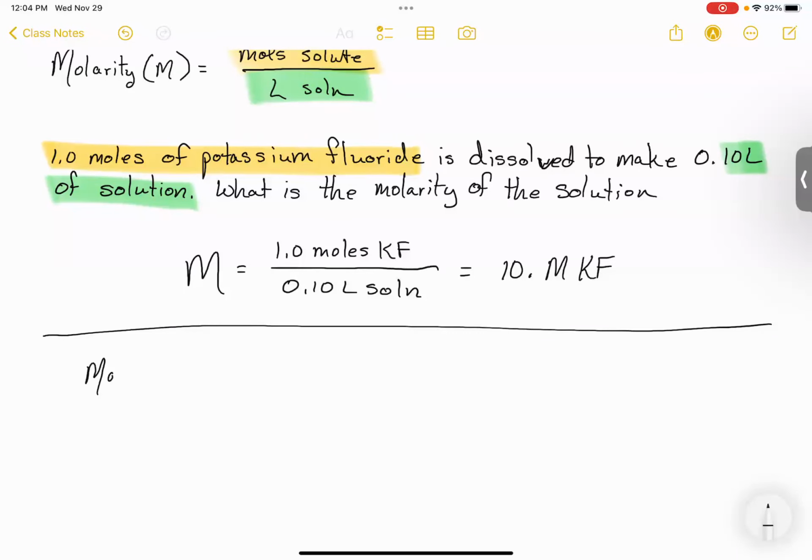So most of the time, I'm not going to write out the word molarity. I'm simply going to use the capital M. That is, again, moles of solute over liters of solution. Let's look at another example.